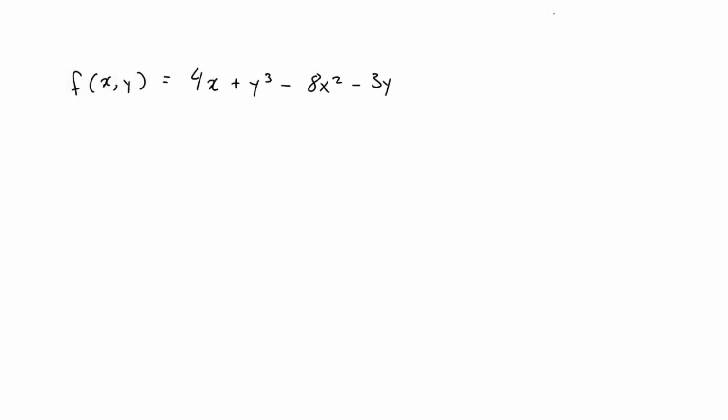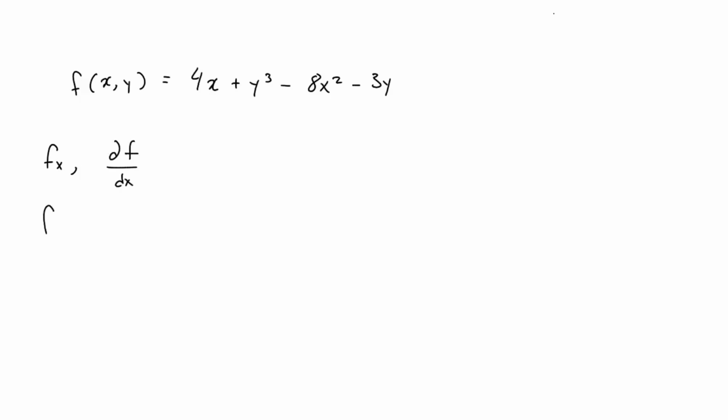Hello everybody. In this video, we're going to be looking at how we can find the critical points of a multivariate function. So here we are given f(x,y) equals 4x plus y cubed minus 8x squared minus 3y. Our goal is to find the partial derivative of f with respect to x, which I'm going to denote as f_x. I've seen other people denote it like this. It's the same exact thing.